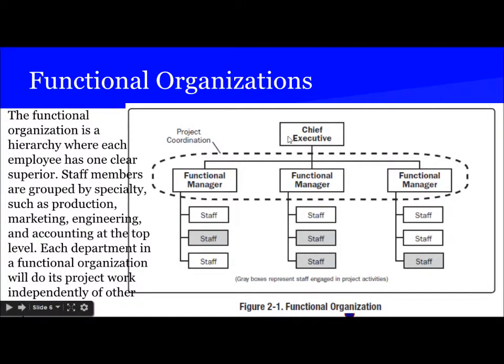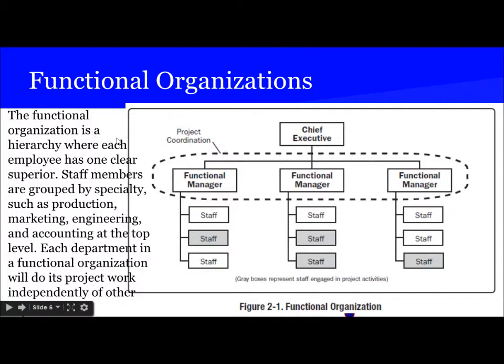So, this is a typical example of the functional organization, in which the head of each department is a functional manager, and there are staff under each of them. In a functional organization, not all the staff are always busy in some project. Gray boxes represent staff engaged in project activities. And this is the project coordination.